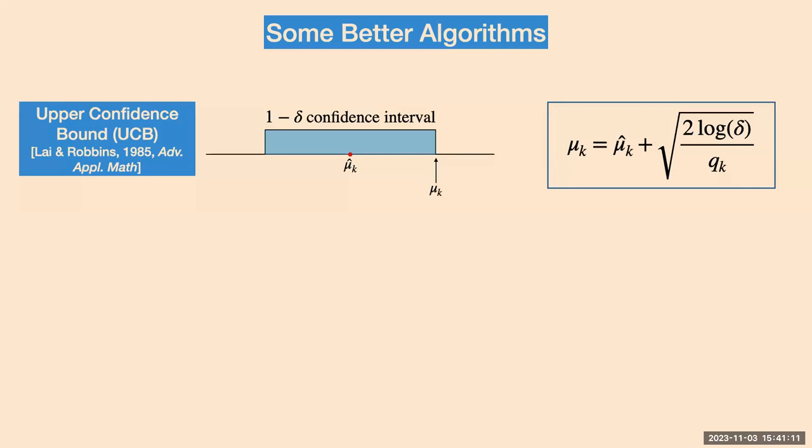Okay, so you can imagine if mu k, the empirical mean of two arms, is very close to each other, then this term will dominate. You will have larger mu k if this arm is less explored. And if mu k has a significant difference, then this term doesn't matter too much. You just compare this mu k because it dominates. Okay, and so this is why this automatically balances the exploration and exploitation.